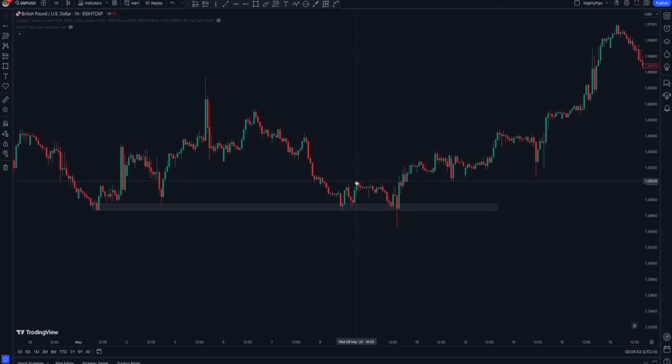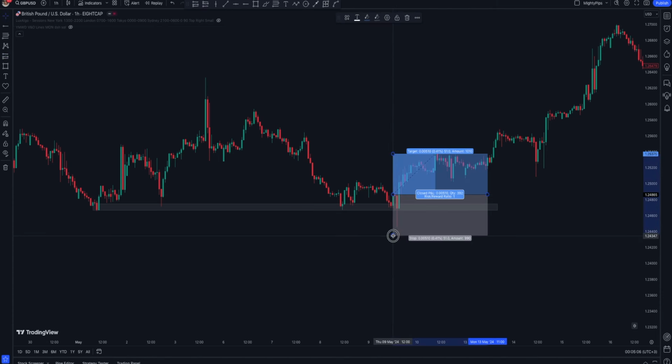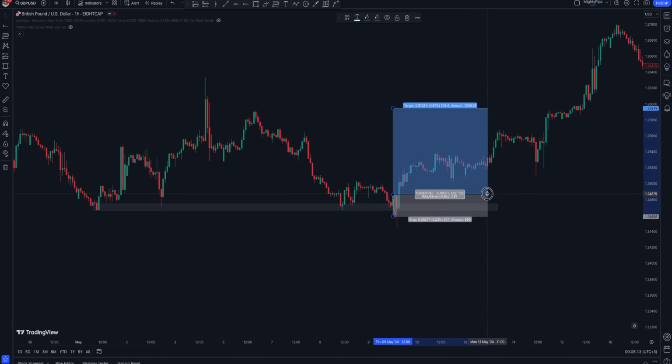Then you say, okay, let me wait. The price comes back here, and then it gives you this bullish engulfing. What happens when it gives you this bullish engulfing? You jump into the trade. You jump into this trade here, you time it well. You put your stop loss just under there. Then you're targeting a 1 to 2, 1 to 3.